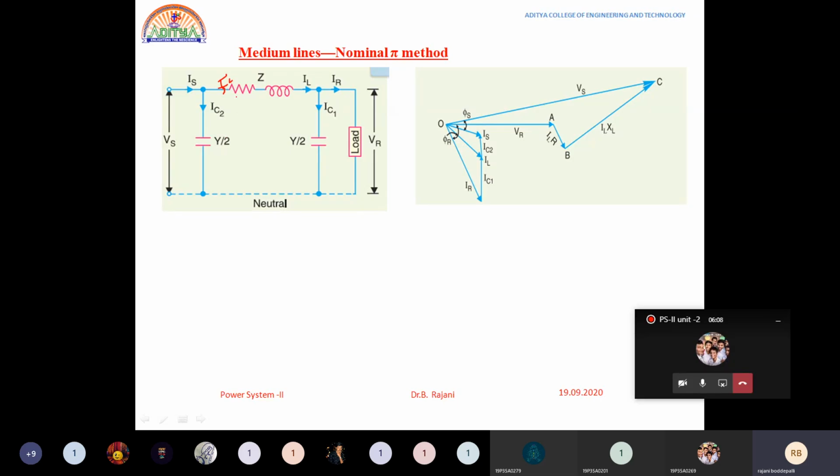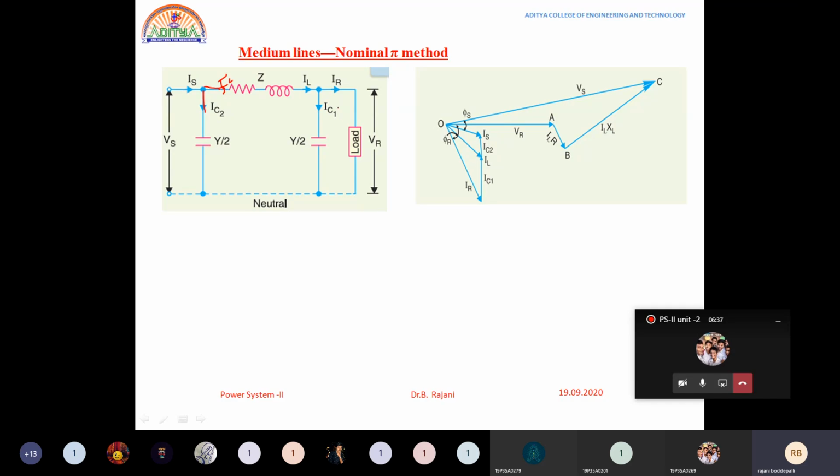Now the charging current must be added to the line current in order to obtain the sending end current, as we all know. This is the sending end current, the entering current. According to KCL, the sum of the currents entering is equal to the sum of the currents leaving. IS is the entering current, and the leaving currents are IC2 as well as IL. So the charging current added to the line current is equal to the sending end current. Now IR is the load current, as we all know.